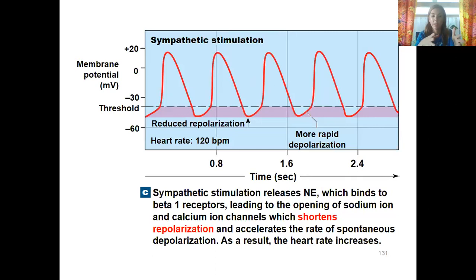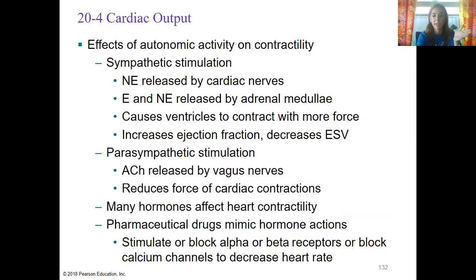This one, sympathetic, releases norepinephrine. Those beta-1 receptors are going to open up the sodium ion and calcium ion channels, and it's going to shorten repolarization. As we shorten repolarization, we're going to have a greater ability to hit that threshold a whole lot quicker, which is going to accelerate the rate of spontaneous depolarization and increase the heart rate. So that's how the two sides of the autonomic nervous system can affect the heart rate. This is everything that I've already said in word slide.